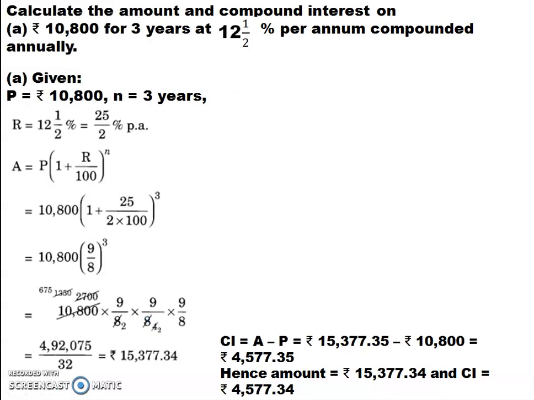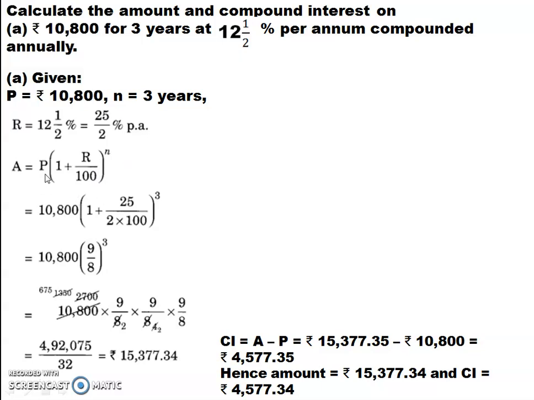Calculate the amount and compound interest on rupees 10,800 for 3 years at 12.5% per annum compounded annually. Annually means yearly, so you don't have much calculations here. Direct formula. What is the formula? A equal to P into 1 plus R by 100, the whole raised to N.